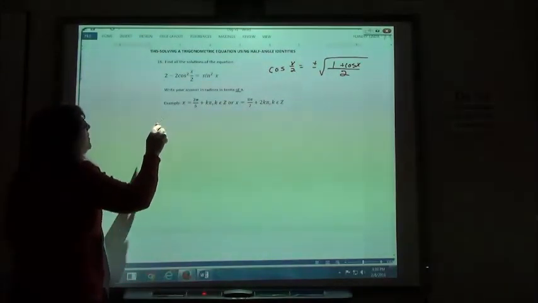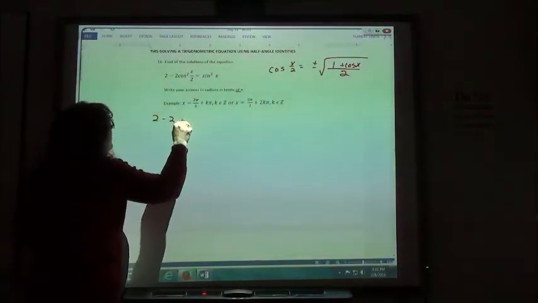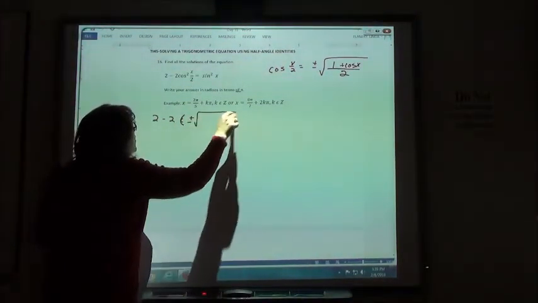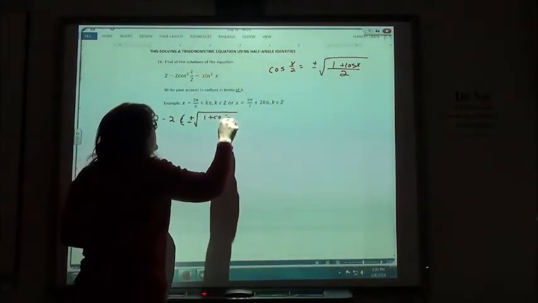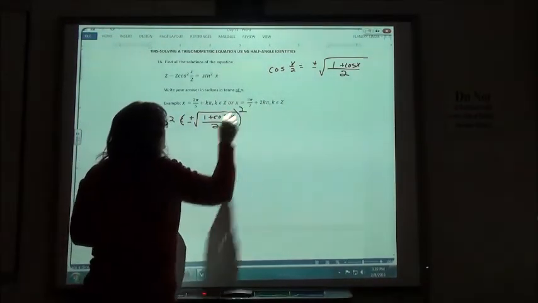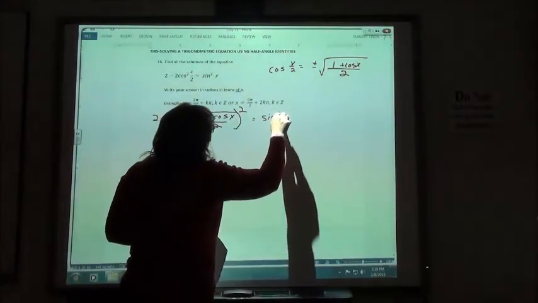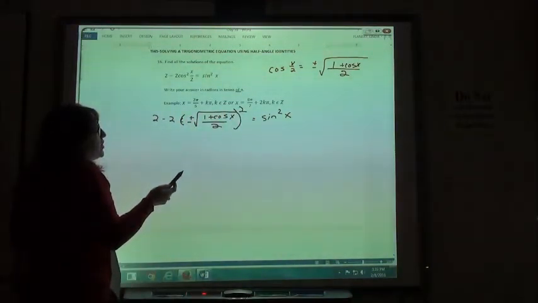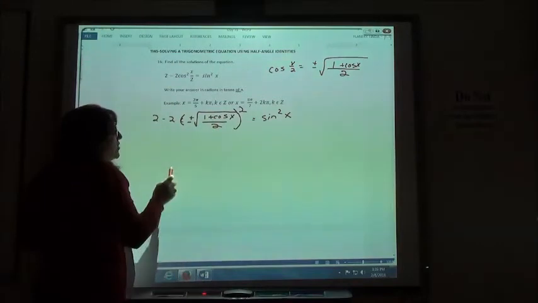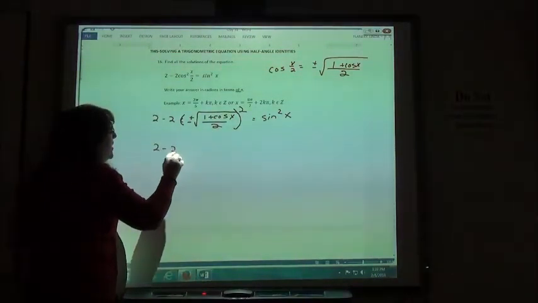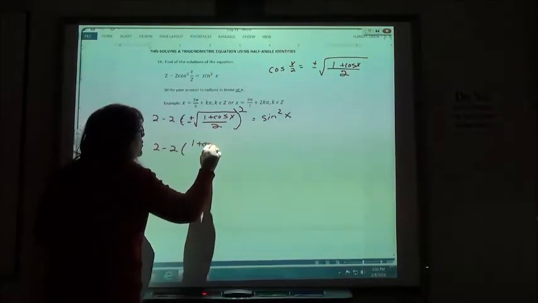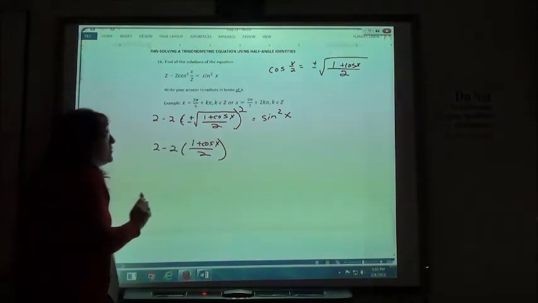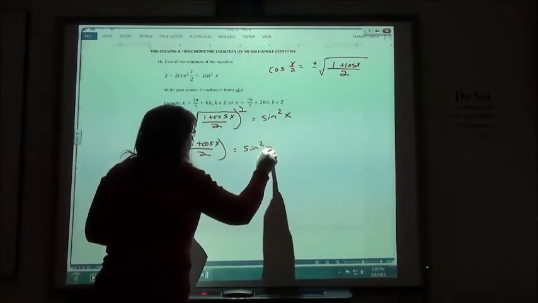So, substituting that in, we're going to have 2 minus 2 times plus or minus the square root of (1 plus the cosine of x) over 2, but it's going to be squared, equals the sine squared of x. Now when we square this, we don't have to worry about the plus or minus. It's going to be positive. Squaring that square root is going to cancel that out. So we're just going to get the 1 plus the cosine of x over 2, because when we squared that square root, it made it positive and canceled it out, equals sine squared of x.